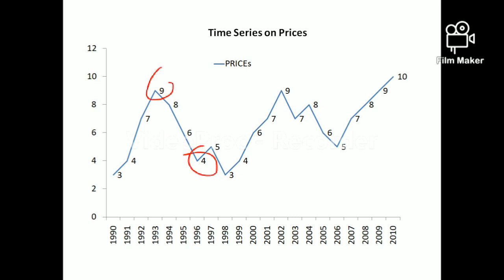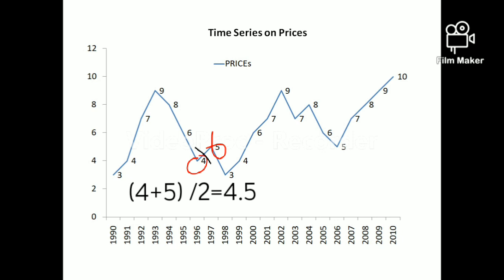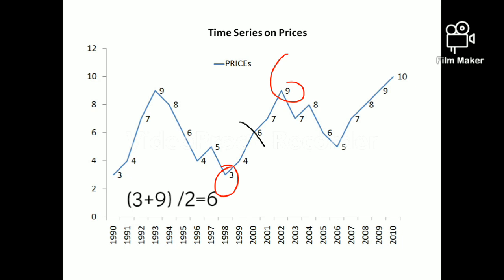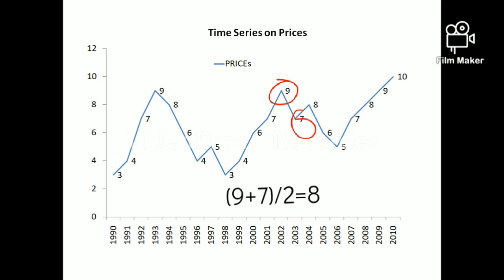So the next pair is 9 and 4. So it's going to be 9 plus 4 divided by 2, which is going to be 6.5. So the next pair is going to be 4 and 5. So if we add up 4 plus 5 divided by 2, it's going to be 4.5. So just like that, we go further, taking the high and the low and dividing the sum by 2 to get the midpoint.